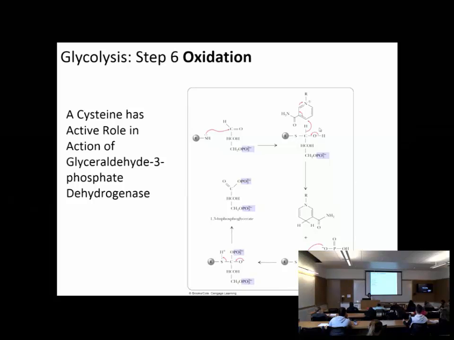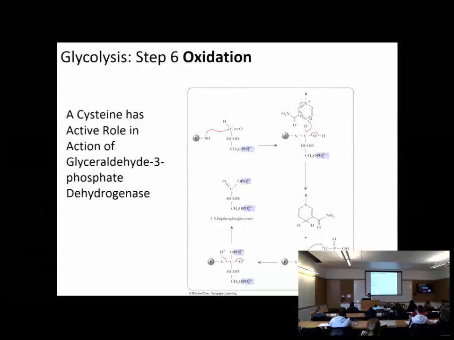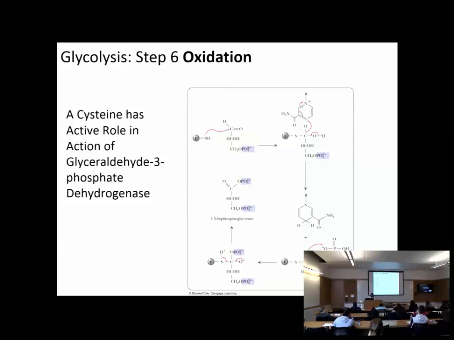And then here is our nicotinamide ring of our NAD. And what happens is this is going to break down, and this hydride, so the electrons, are going to go into this nicotinamide ring and stabilize that. And then we're going to end up with the sulfur and carbonyl bond. And so the phosphate will actually come in and attack that and break that bond. So then we have this very unstable intermediate, and the sulfur breaks off.